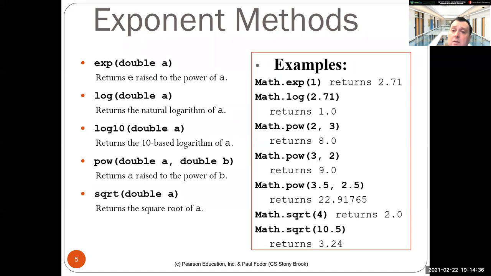Pow takes two arguments, the base and the power. For instance, if you want to compute 2 to the power 3, you would invoke Math.pow of 2 and 3. It returns 8.0. Math.pow of 3 and 2 is 3 to the power 2, which is 9.0. You can also pass reals. It always takes doubles, but if you pass integers, it converts those integers to doubles and then computes the power. Square root returns the square root of the double number. So the square root of 4 is 2.0, the square root of 10.5 is 3.24, and so on.